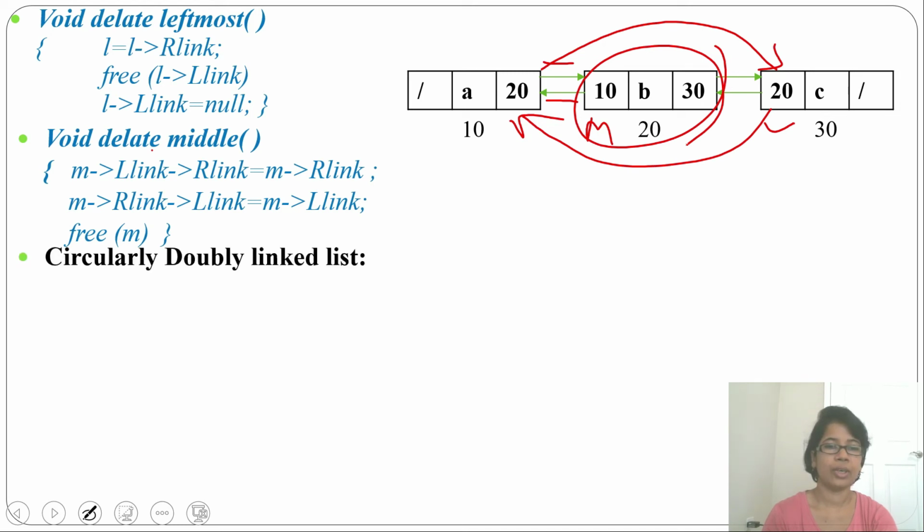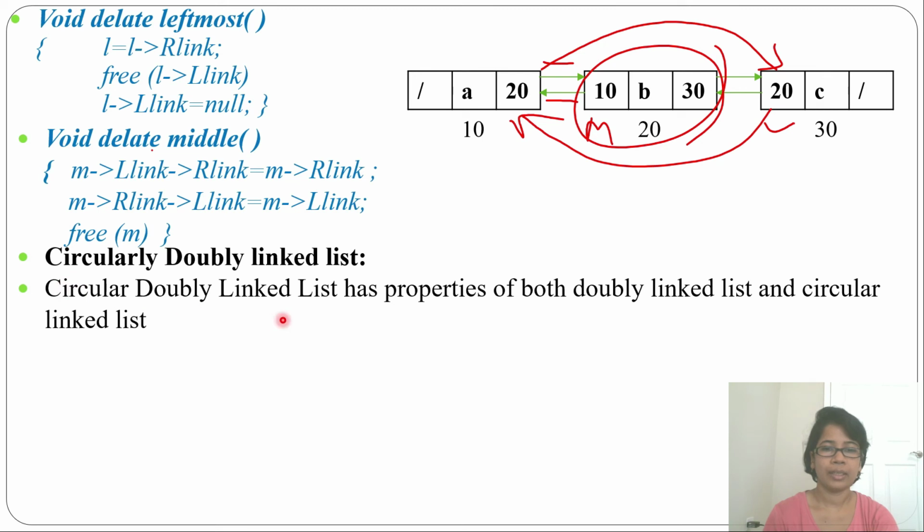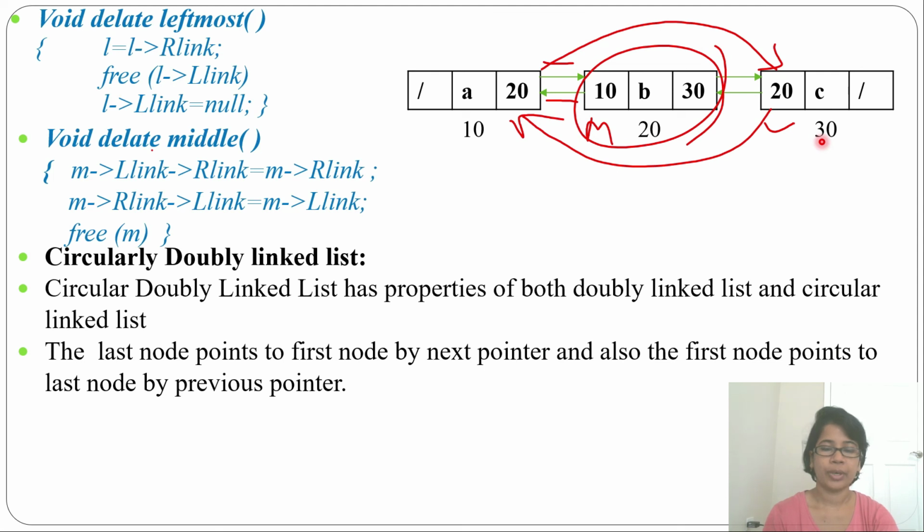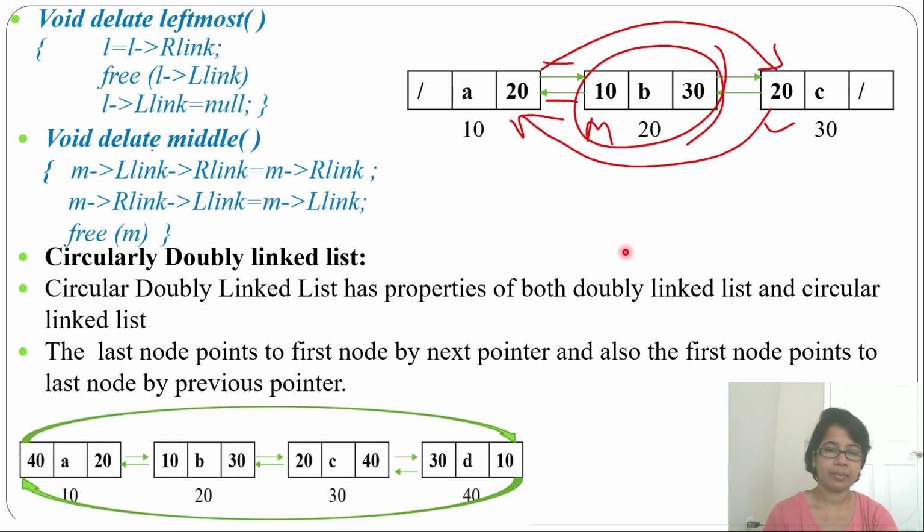Next we will do circular doubly linked list. A circular doubly linked list has both properties, circular and doubly linked. Previously the first node's left part and the last node's right part were null. That will change. One link will be added, as in circular single linked list. The last node points to the first node by the next pointer, and the first node points to the last node by the previous pointer. This is an example of a circular doubly linked list.